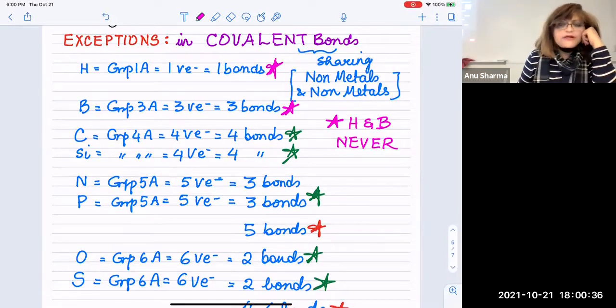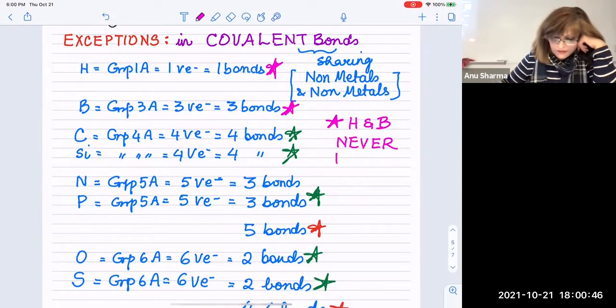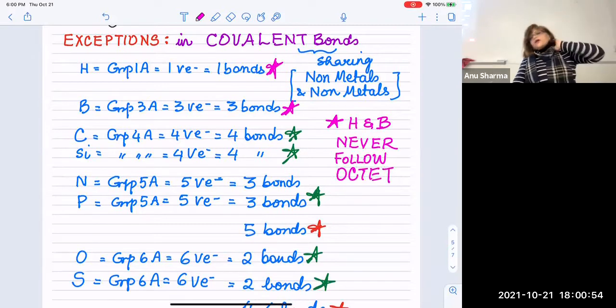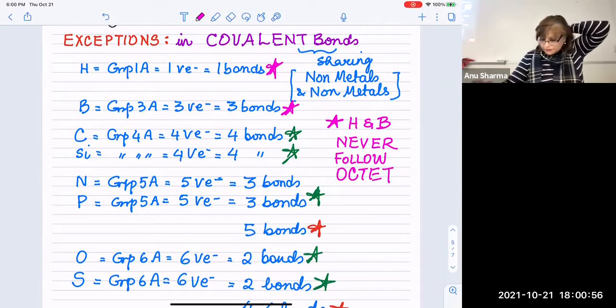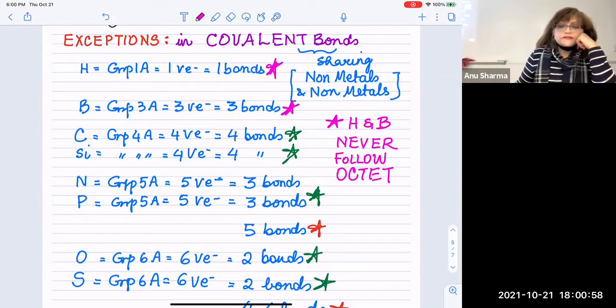There's something called hybridization, which we'll study later. Boron goes through the process of hybridization. Carbon also goes through the hybridization process. We will look into that later. So anyway, they never follow the octet. Keep that in mind. All right. Now, any questions so far? Any questions on this?